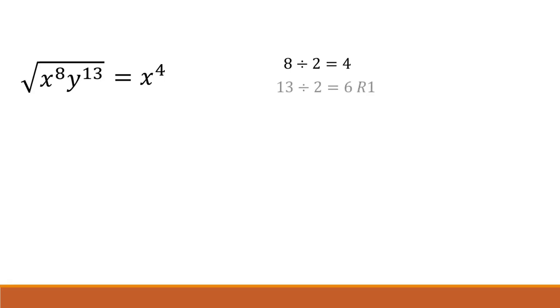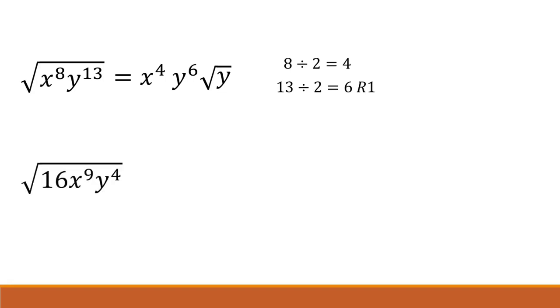The y to the 13th we could group into 6 pairs with 1 left over. The 6 pairs of y give us y to the 6th, and the 1 leftover factor of y remains part of the radicand as the square root of y. So x to the 4th, y to the 6th times the square root of y is the simplified form of our original radical. One last example.